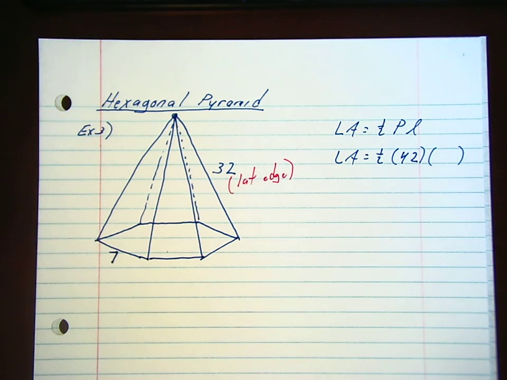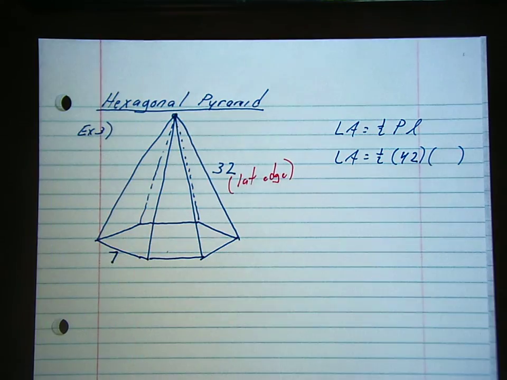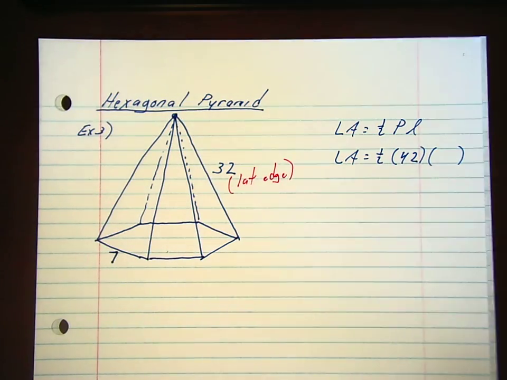Next one is the slant height. Now, you don't have slant height. You have lateral edge. So you have to remember that, you got to find the things that you need. So don't go putting 32 in there because that is definitely not the slant height.